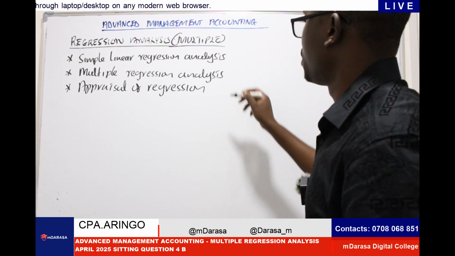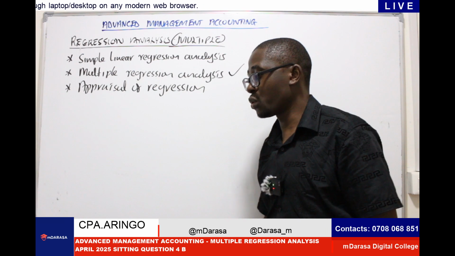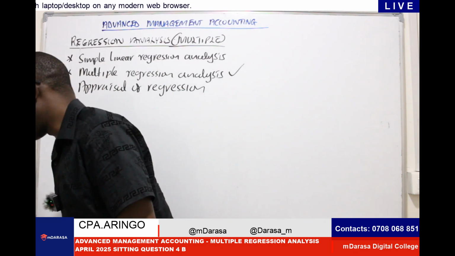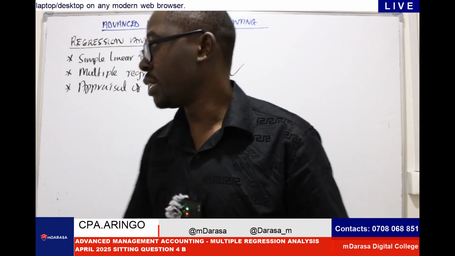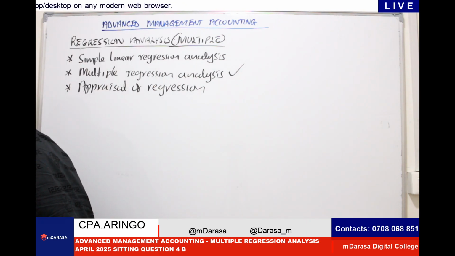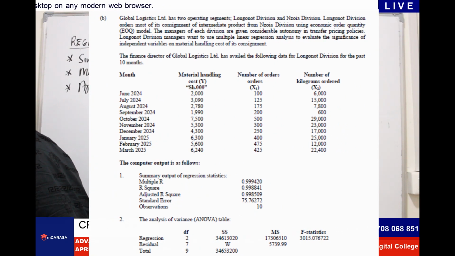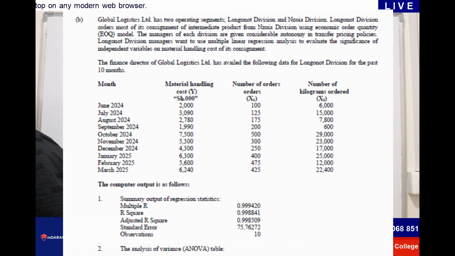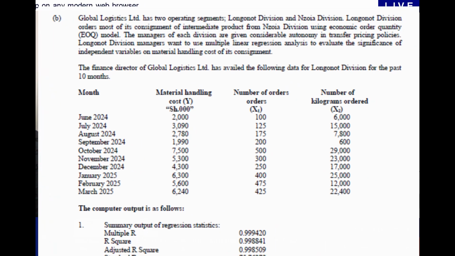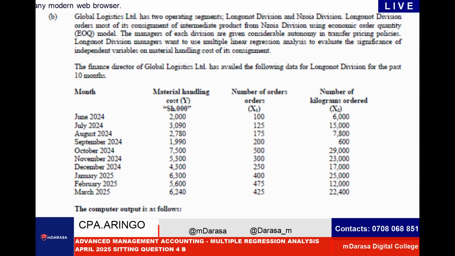Our focus today mainly will be on multiple regression analysis, and I want us to look at a question which was attested in April 2025, and this was question number 4B. I'll share the question with us. I believe it will be very visible. For those who can manage to access the question, just check April 2025. This is the last sitting question. I've just shared it on my screen. So let us go through this question together and see what will be required to do.